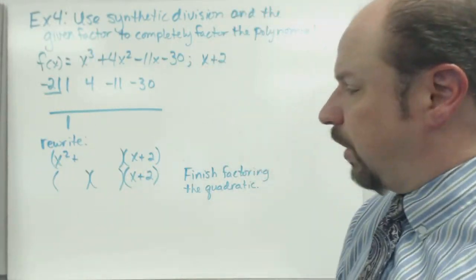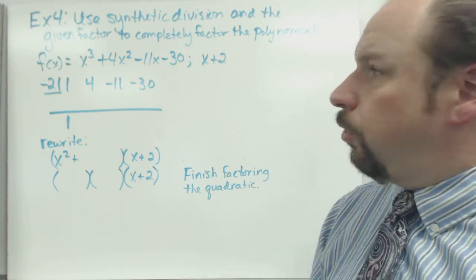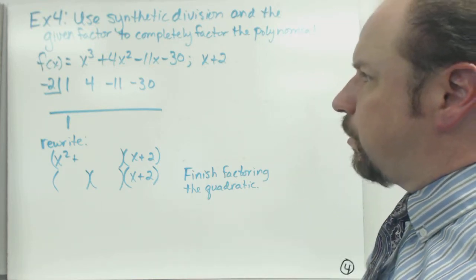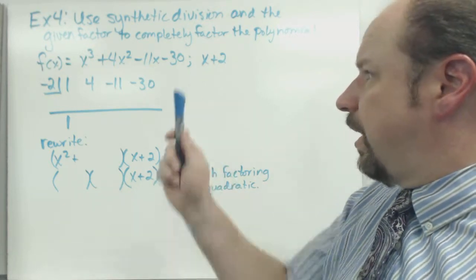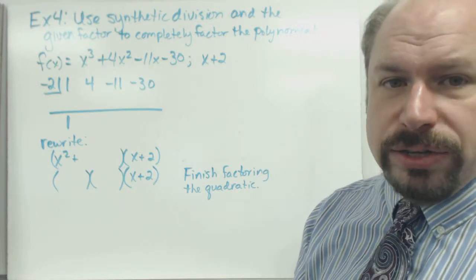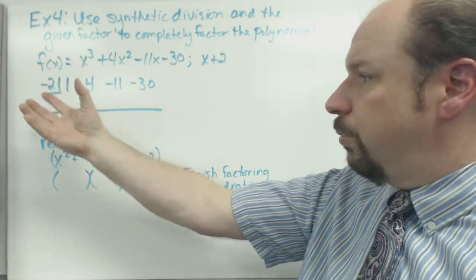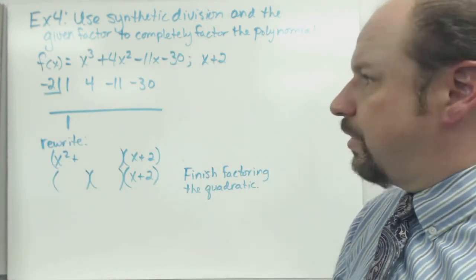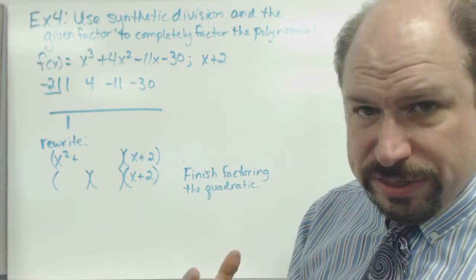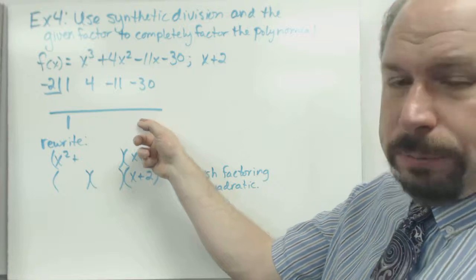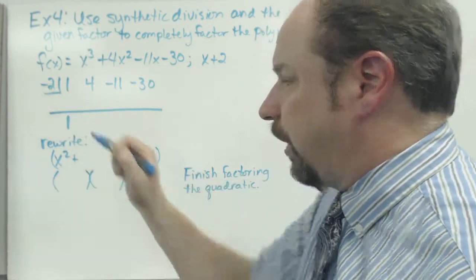One last example. Use synthetic division and the given factor to completely factor the polynomial f of x equals x cubed plus 4x squared minus 11x minus 30, and we're going to use x plus 2. So here is where we're going to use some of the new information, the synthetic division, and once we have that, we can factor the quadratic that's left over. So we're being told that x plus 2 is a factor, so we should expect our remainder to end up being 0 here, which once we get done, we'll see it is.